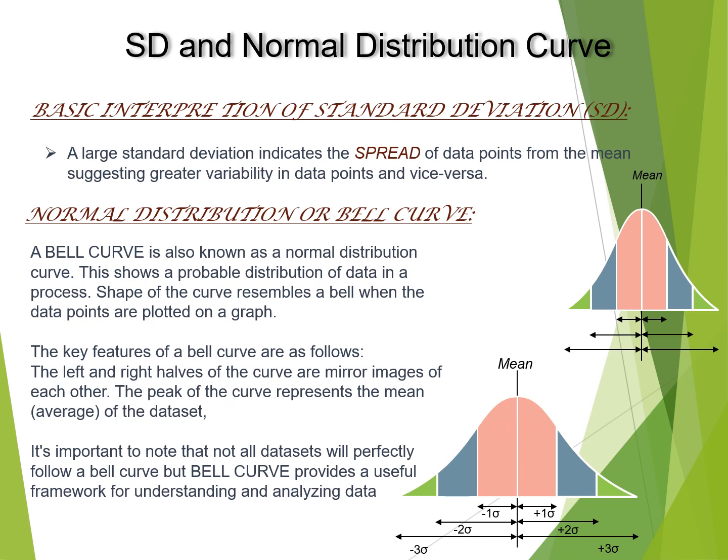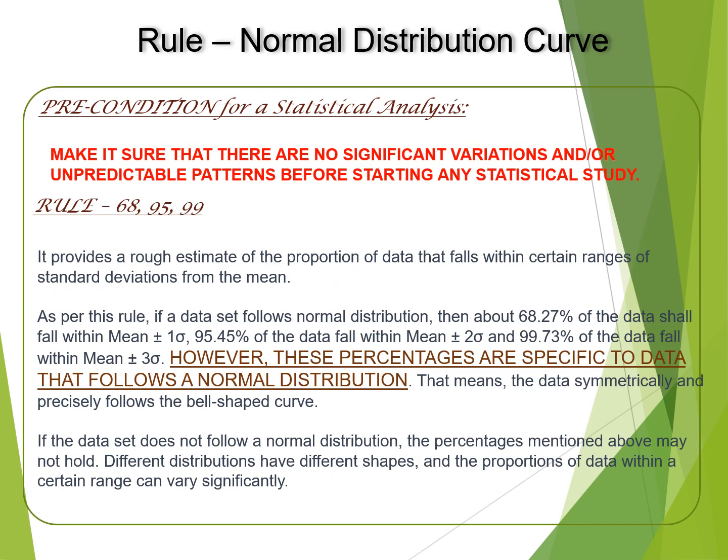There are certain distribution rules in a normal distribution curve for a process to follow, which is not practically possible for a process to follow all the time. Let's study those rules. When we are doing a statistical study, we have to make sure that there is no significant variation or unpredictable pattern. If we observe any, we need to sort those out before we start any statistical study.